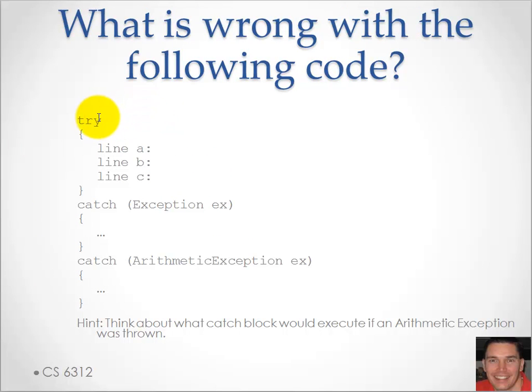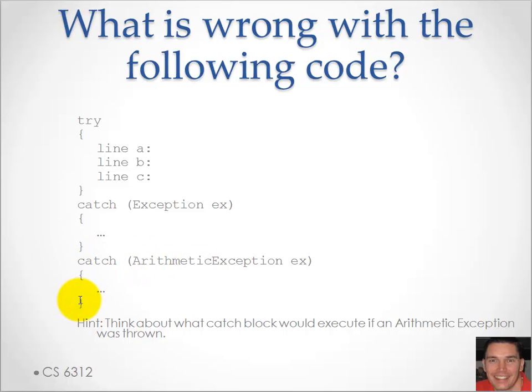Now in this particular instance, we have a try catch block. This is all syntactically correct, but there's an error in this code, and this has to do with our class hierarchy, is that we have a more general exception occurring before a more specific exception. So this code here is not going to even compile.